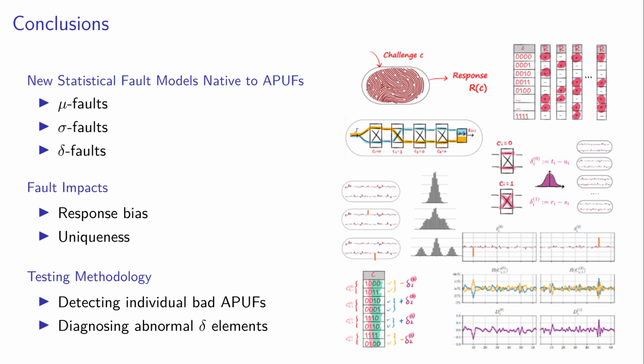We showed the impacts that these faults can have on the common PUF metrics of response bias and uniqueness, and we determined that these faults will in fact result in less usable Arbiter PUFs. We proposed an algorithm that can be used for the detection of bad APUF instances as well as the diagnosis of abnormal delta elements. Our simulations showed that this algorithm has a high rate of success with a reasonable fault count.